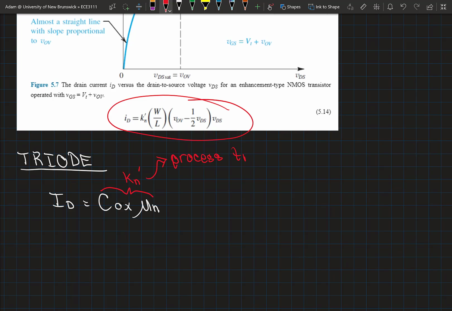Process transconductance parameter, and the term process means that it's a function of the process technology that's used to fabricate our MOSFET. Okay, and we refer to it as a transconductance because the electron mobility and our oxide capacitance has an impact on the channel conductance.